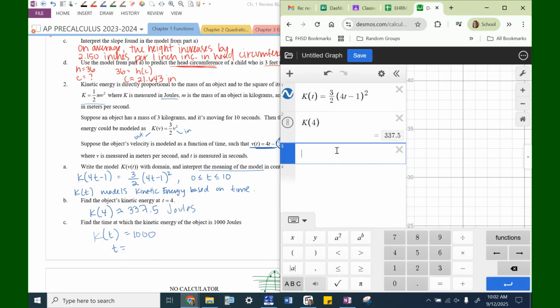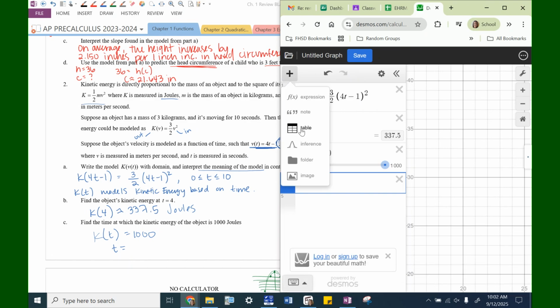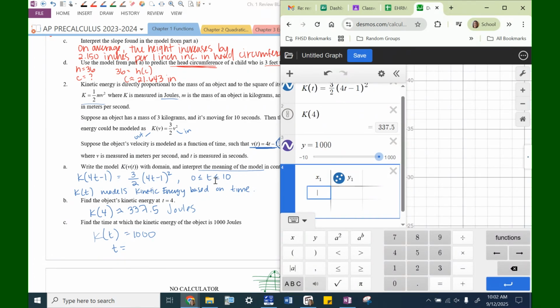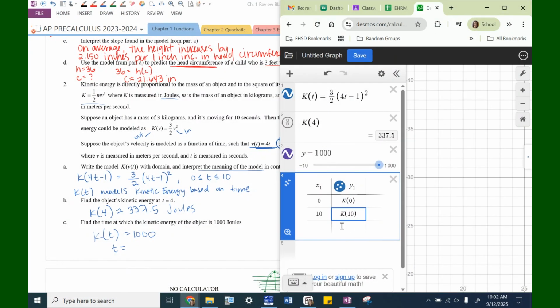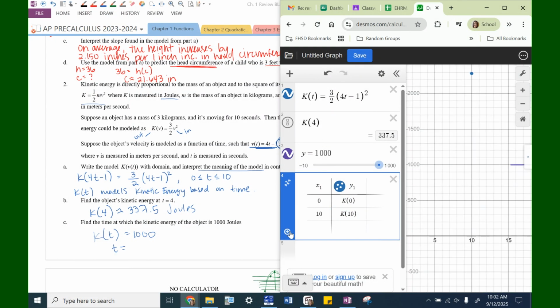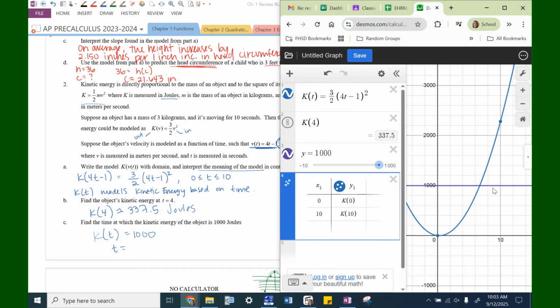So how do I solve that? Well, I want y equals 1,000, but my window is nowhere close to this. I could zoom out until I find things, but remember, you could also say, let's do zoom fit by making a little table. What was the domain here? It was 0 to 10. Now, my answer might be outside of 10, but I'm just going to see. So 0 to 10, K of 0, K of 10. Once you fill out the two endpoints of this domain here, then you can zoom fit. And actually 1,000 does fit within here.